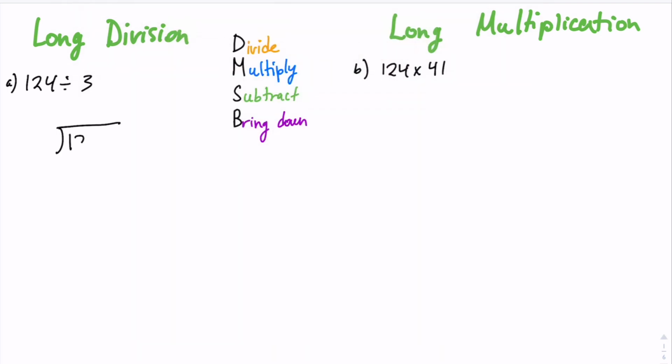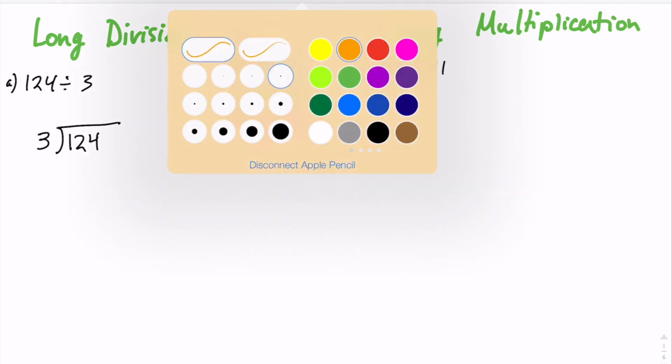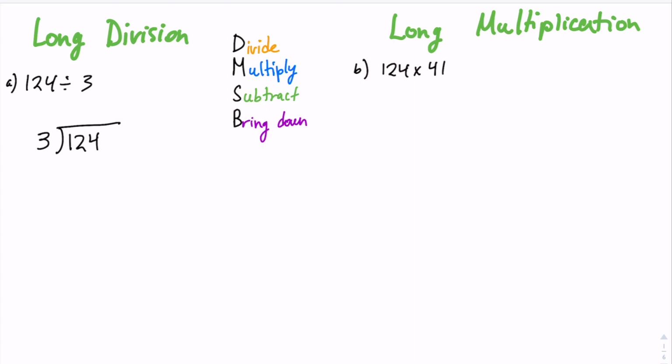So we're going to have 124 here, 3 here. And our first step is to divide. So we're going to take 3 and look at our first digit here, which is 1. So 1 divided by 3 is not a whole number. Okay? So in other words, 3 does not go evenly into 1. So we're going to put a 0 here. Now the next step would be to multiply 3 times 0, but that just gives us 0. So we're going to skip that step.